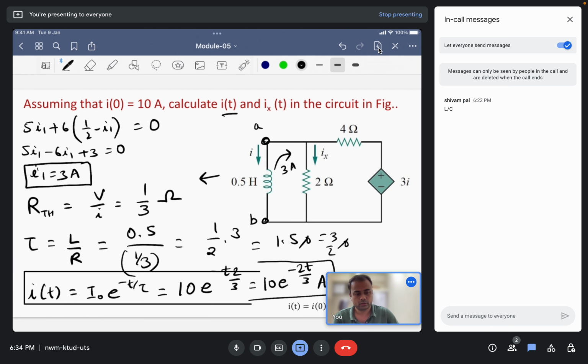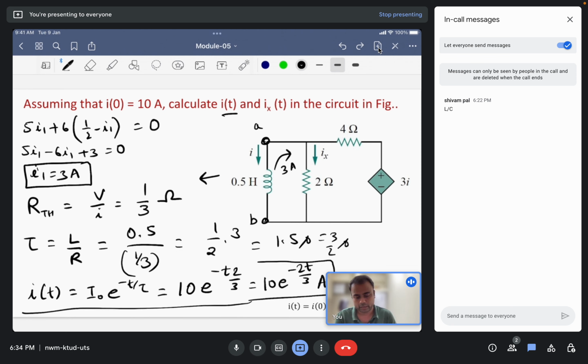Now let us calculate the other current, that is Ix, the current flowing through the 2 ohm resistor. We have already calculated that, we took two loops with I2 and I1 in this manner. So the total current through the resistor will be I1 plus I2. I'll just clear some space here.